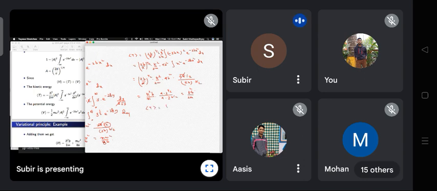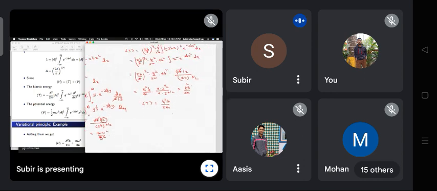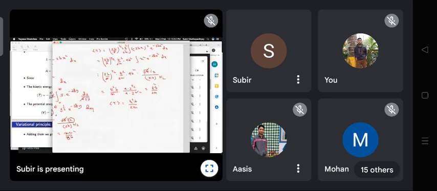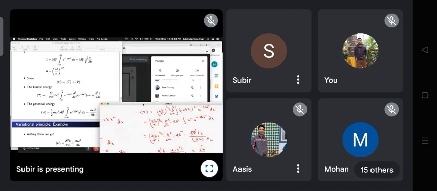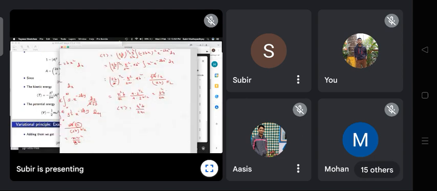T is equal to h bar square b by 2m. And V is how much? M omega square by 8b. And so then we got the total energy, that is the expectation value of the Hamiltonian: h bar square b by 2m plus m omega square by 8b. Is it clear, this calculation? Yes, sir.